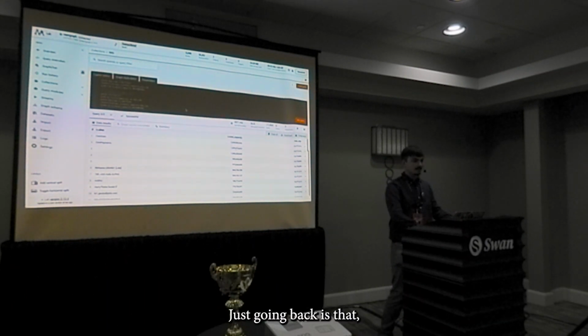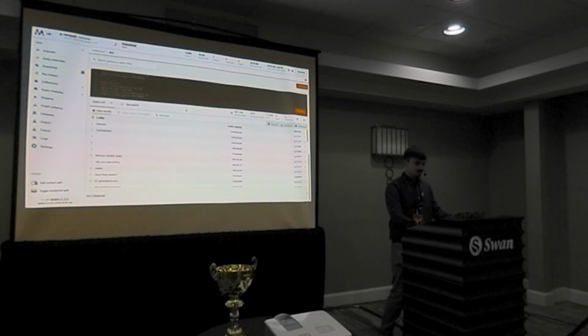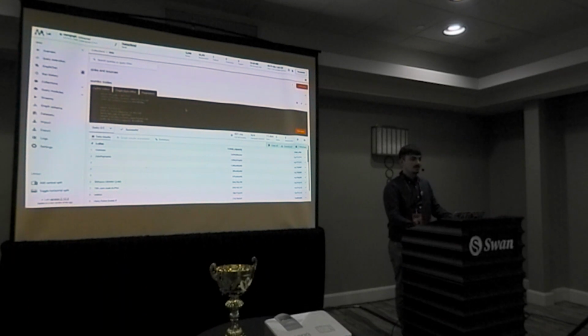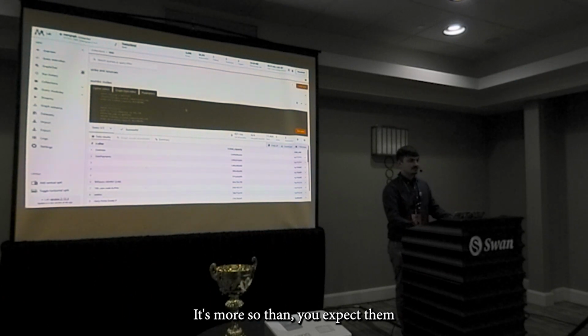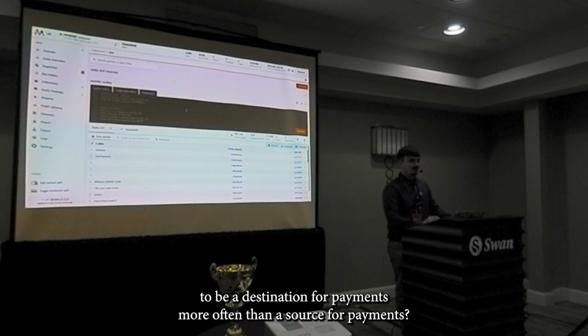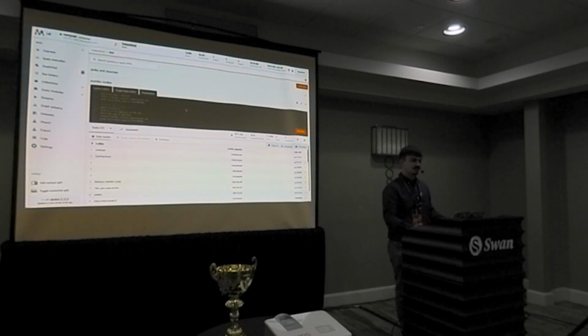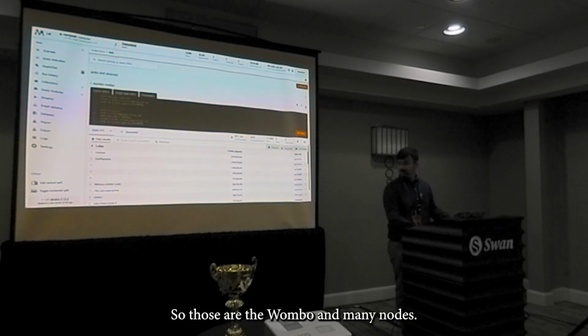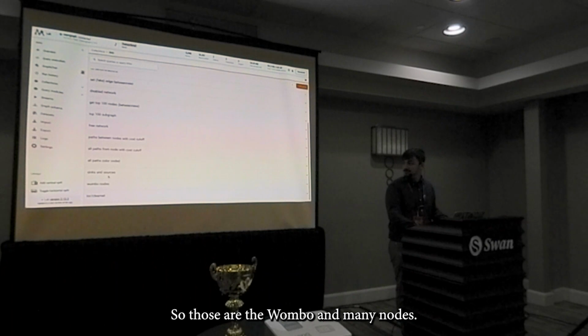Just going back, a sink, is that... Do what? A sink is a node that has free capacity to go in, but high capacity and high fees to go out. It's more so that you expect them to be a destination for payments more often than a source for payments. Yeah. Good question. Yeah, so those are the Wumbo and mini nodes.